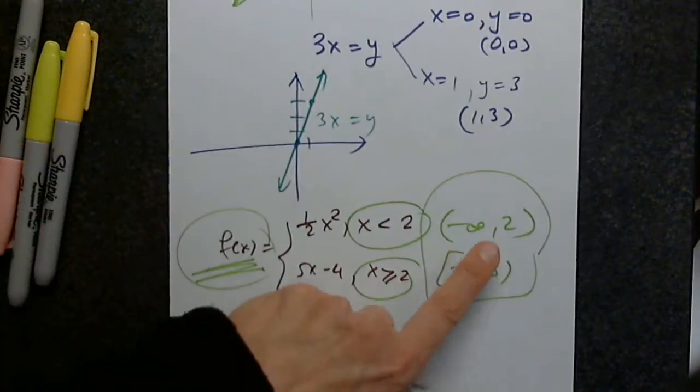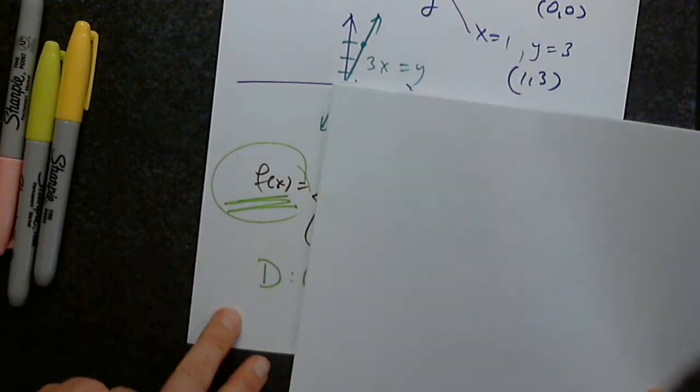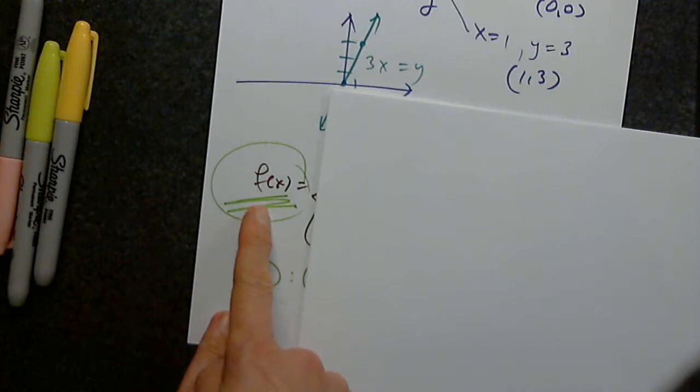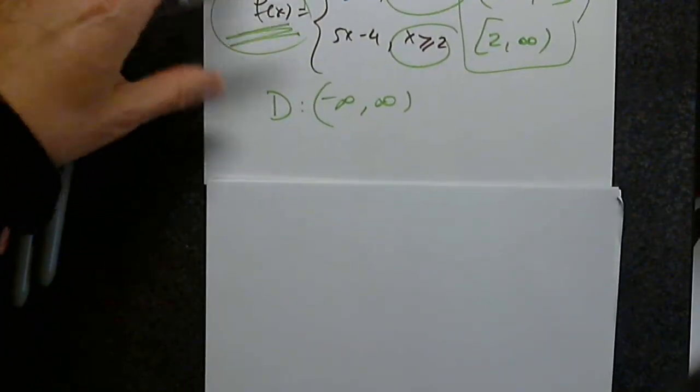So you're correct. This is the domain of this function. This is the domain of this function. But we're not talking about any of the pieces. We're talking about the entire function. So therefore, the entire function is defined everywhere. Is that okay? Better?